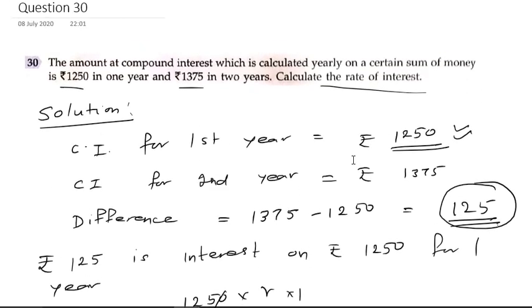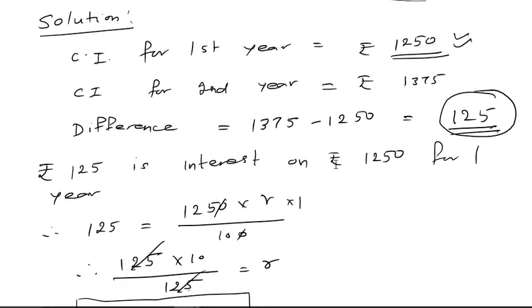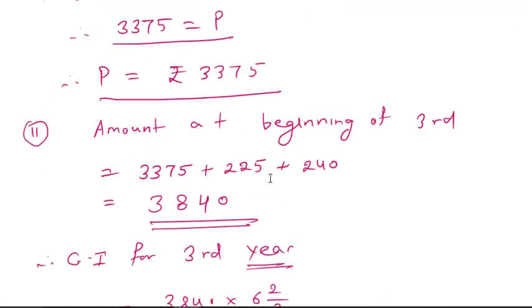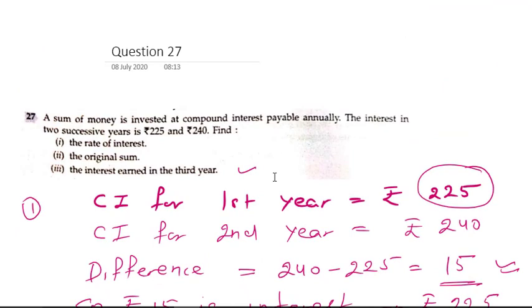Okay. The question is calculate the rate of interest. So the question is simple. Let me revise from question number 27 to question number 30 once again. In question number 27, we have a sum of money invested at a compound interest payable annually. The interest in two successive years is rupees 225 and rupees 240. We have to find the rate of interest, the original sum and interest earned in third year. So compound interest for first year is 225 and for second year is 240.